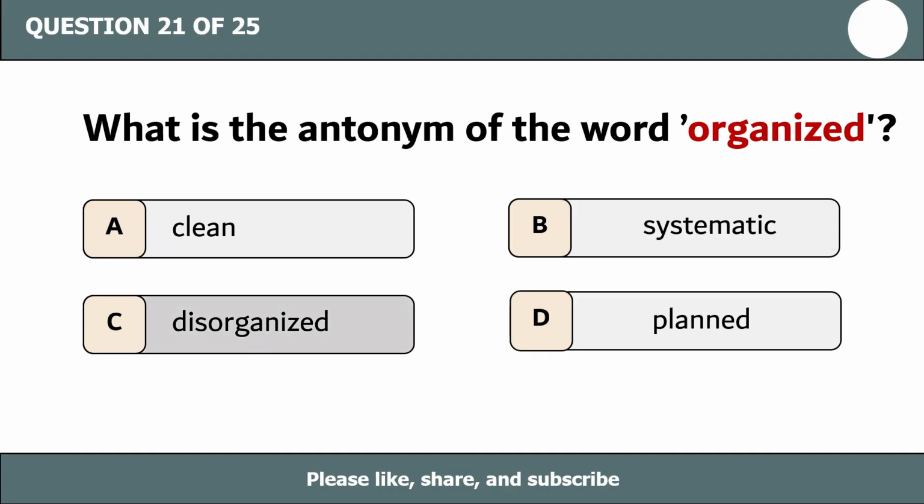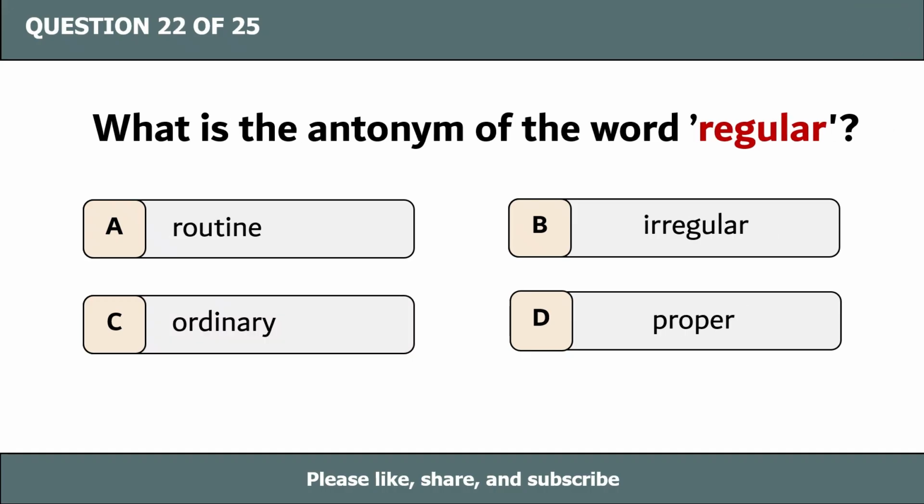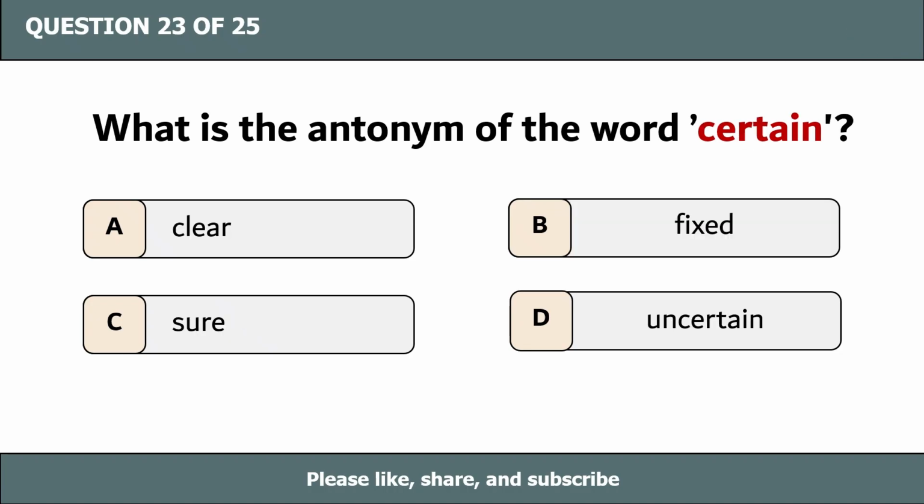The correct option is C. Disorganized. Question 22. What is the antonym of the word regular? The correct option is B. Irregular. Question 23. What is the antonym of the word certain?